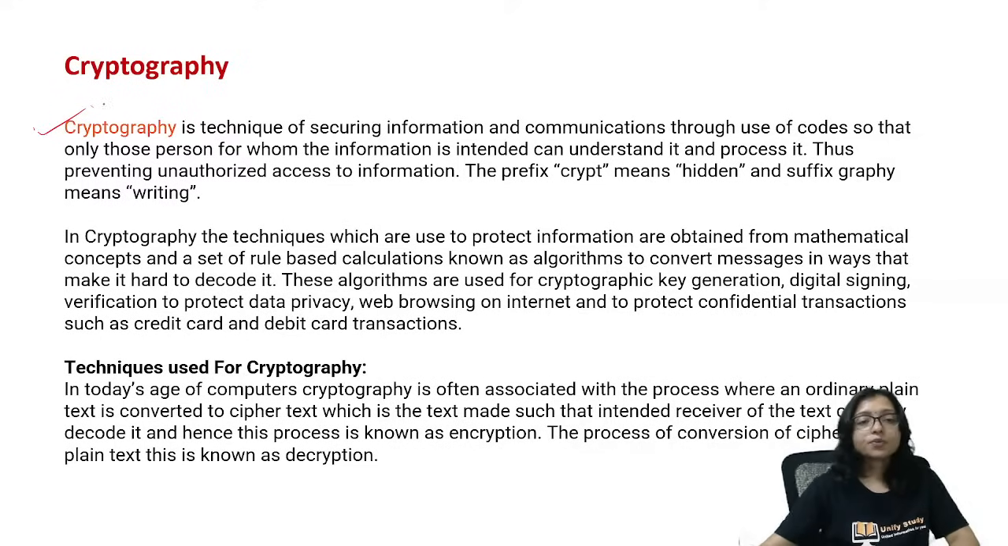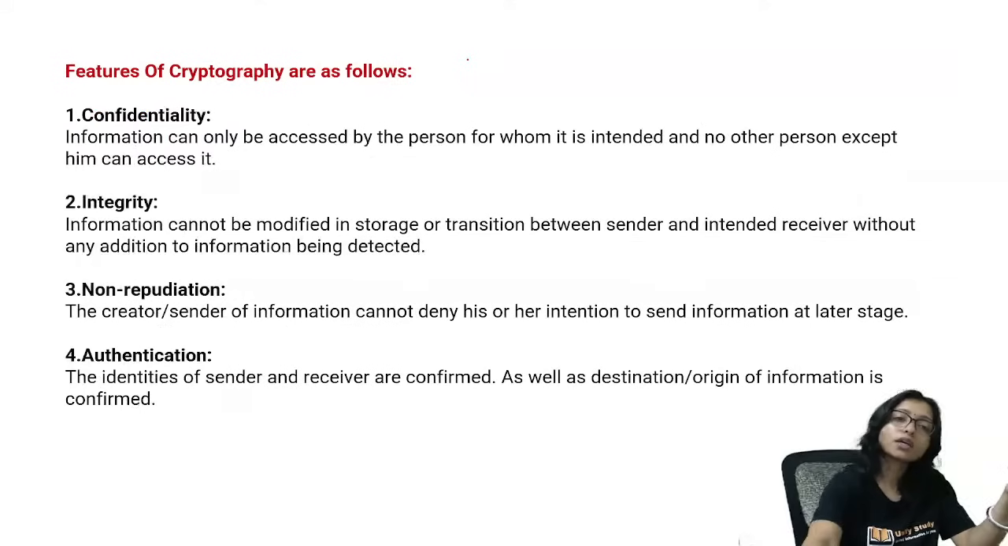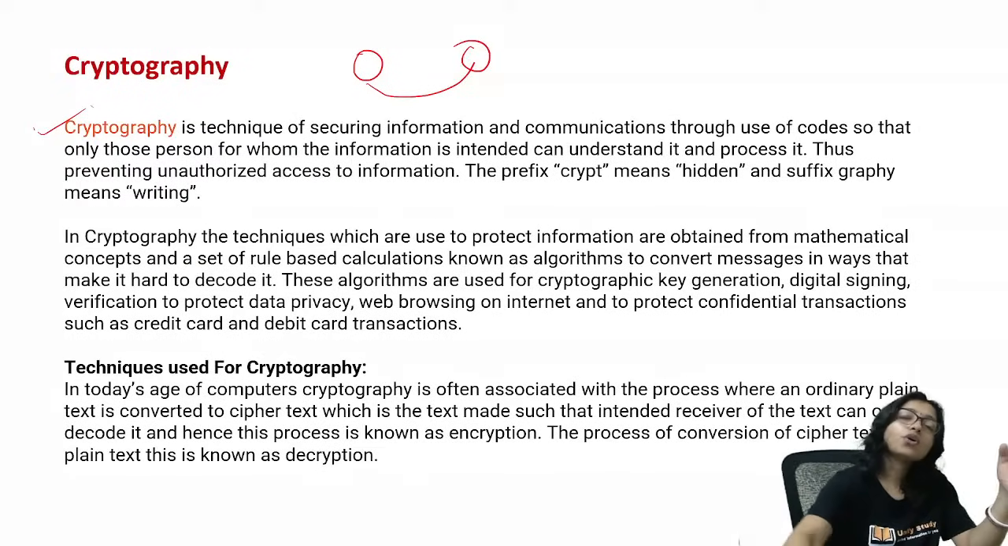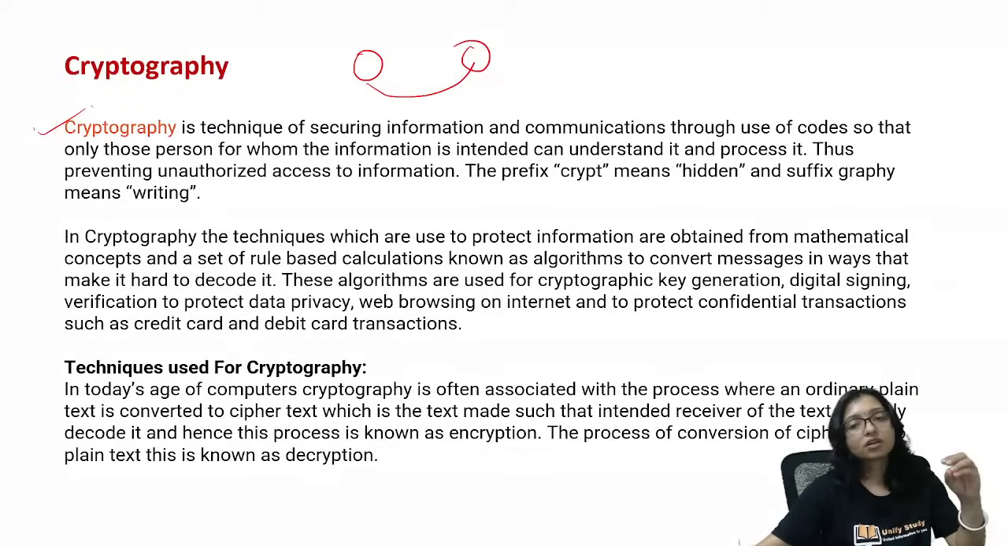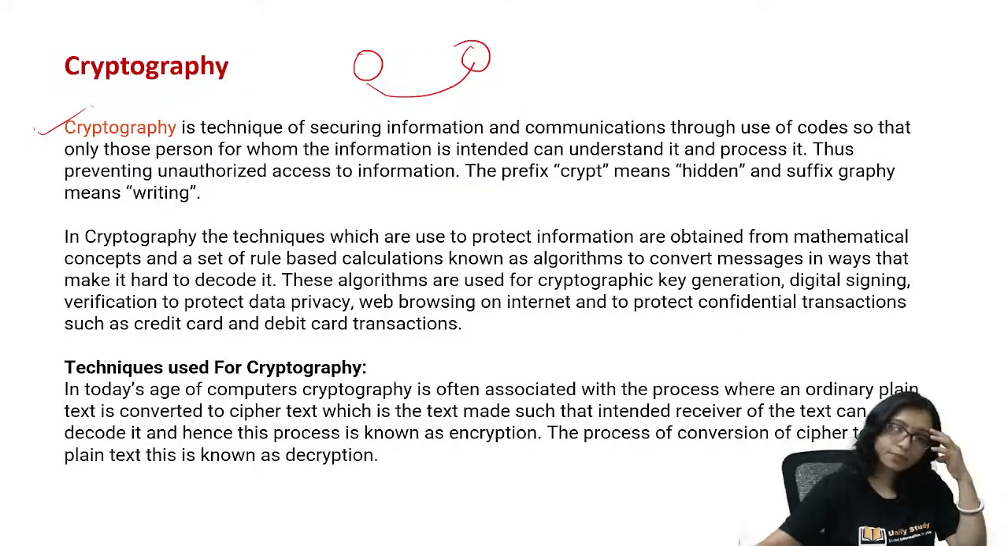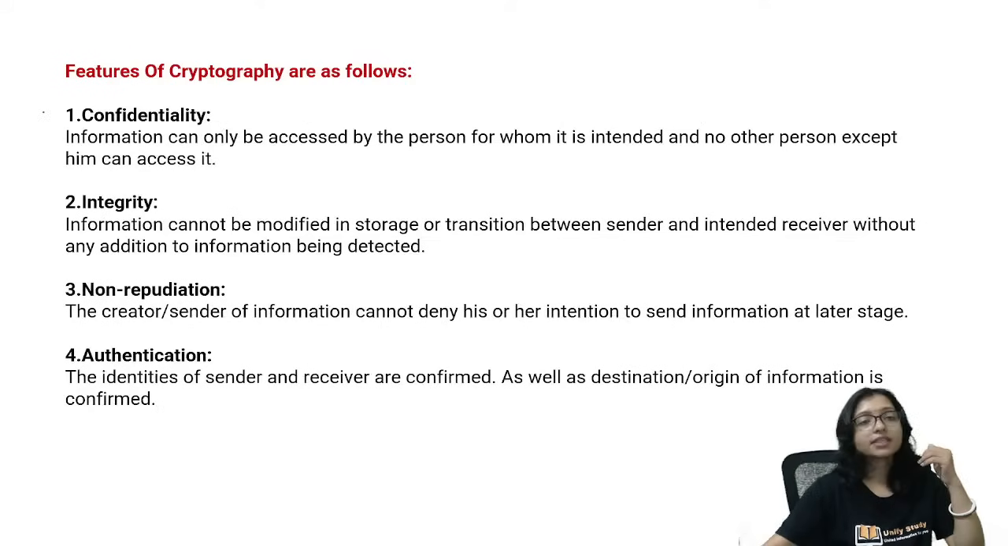So it is the cryptography. Cryptography means actually the encryption and decryption, so that anyone else cannot take your data, cannot steal your data, right? They are not able to affect your data. That is the main problem. So in the cryptography, these are the very important terminologies: confidentiality, integrity, non-repudiation and authentication.